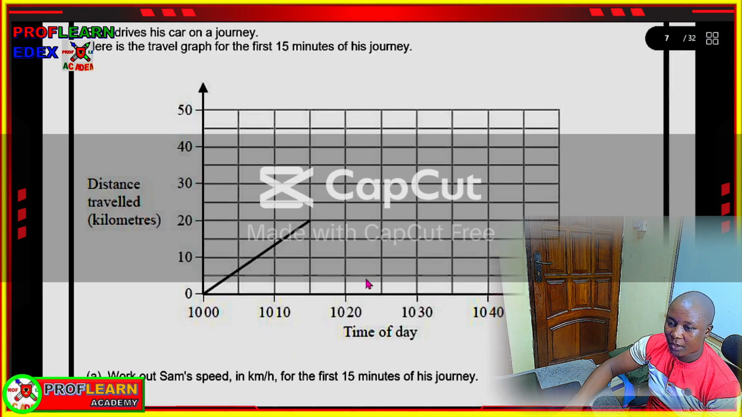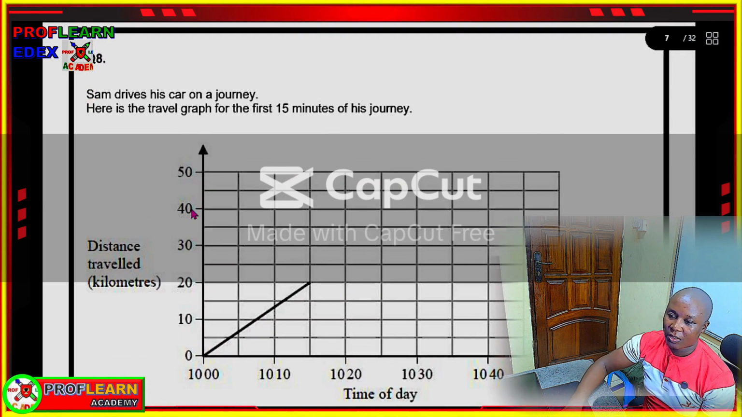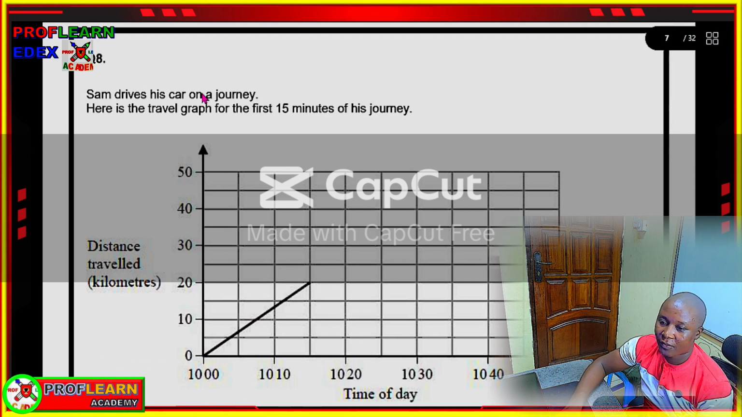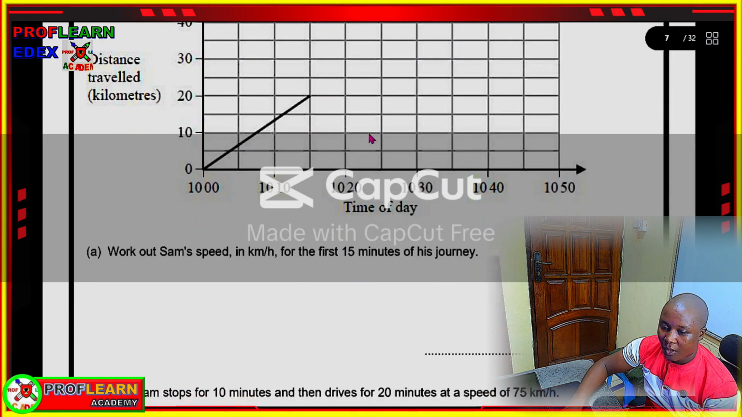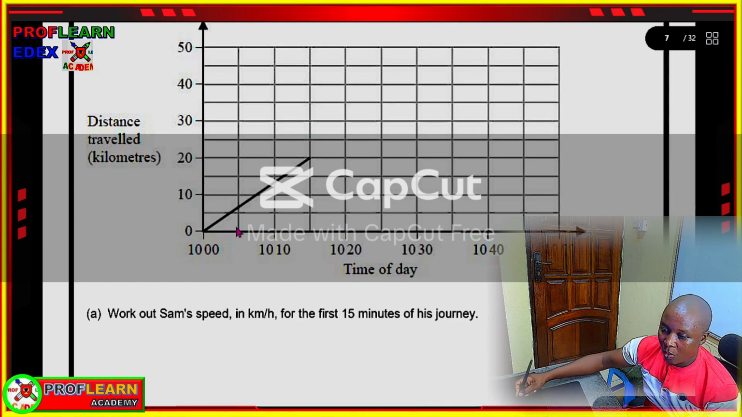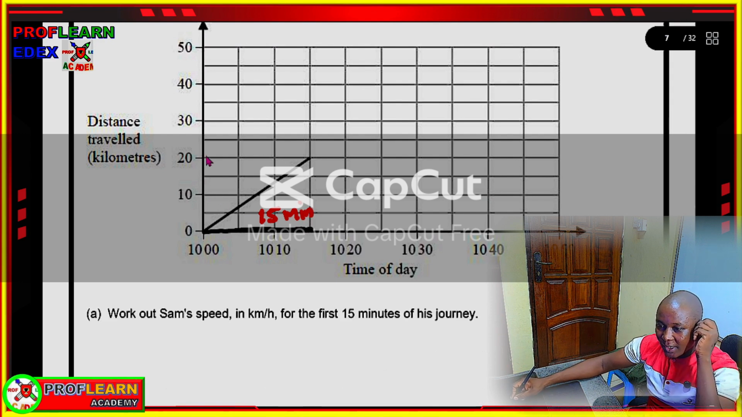Moving to the next part, we are told Sam drives his car on a journey. Here is the travel graph for the first 15 minutes of the journey. Work out his speed in kilometers per hour for the first 15 minutes. So what is the duration? What is the time taken here? Time taken here is actually 15 minutes. And what is the distance covered? Distance covered is 20 kilometers.